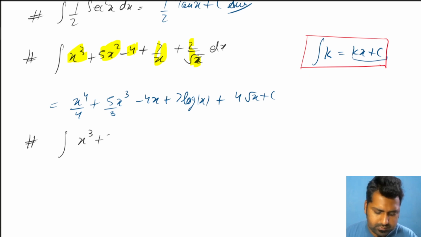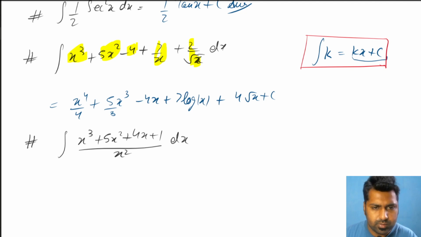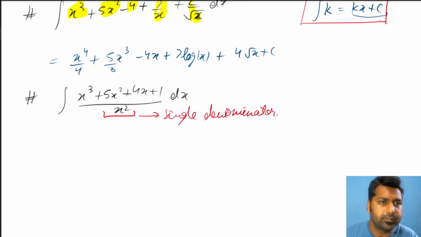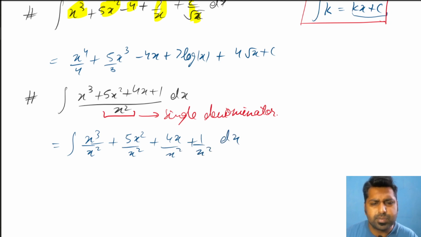What if you don't? 5x square plus 4x plus 1. The problem is this is divided by x square. The moment it is being divided by x square, now you don't have separate terms. But the good thing is, the idea is single denominator. The moment I say single denominator, you should think, what if we split this? So I'll split this x cube by x square, 4x by x square, plus 1 by x square. Right now I'm showing each and every step, and after that I'll not. You split the term with respect to each denominator.